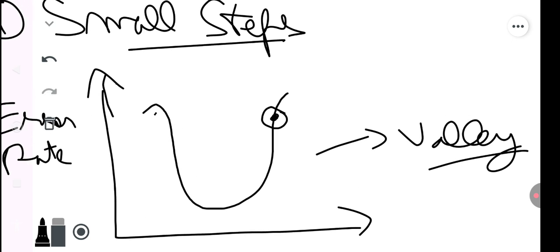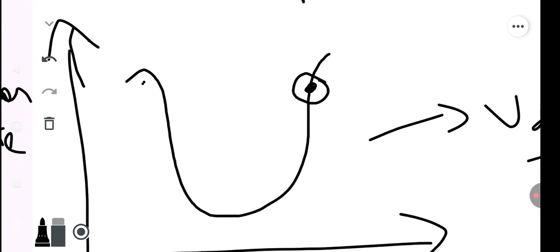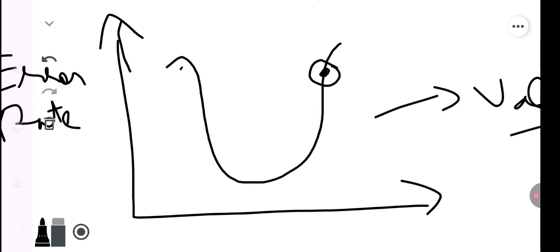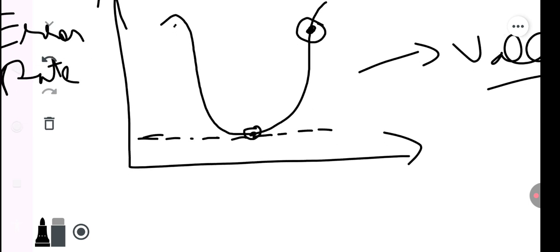And let me zoom in. If a machine has to lower its error, right? So I have to reach from here to this point, the bottom of the valley, right? So if I draw a dashed line here, this point is called minima.